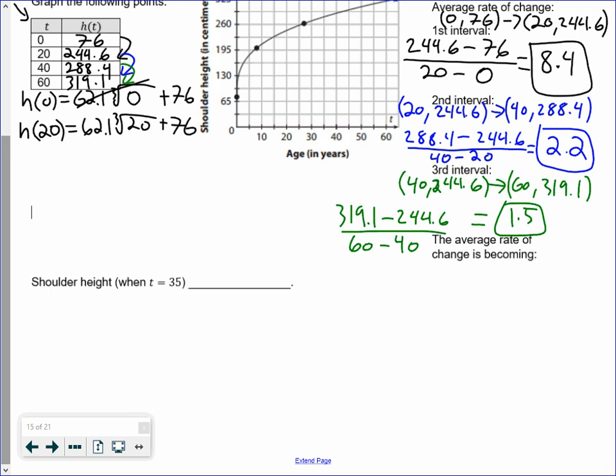We're rounding to the nearest tenth. So we have all three of our average rates of change for each interval that they asked us to find. And now we need to look at them and compare them and see what's happening to the average rate of change as the t's increase. So we can see as the t's increase that our average rate of change is decreasing. So the average rate of change is becoming smaller. It's becoming smaller, or in other words, it's decreasing.